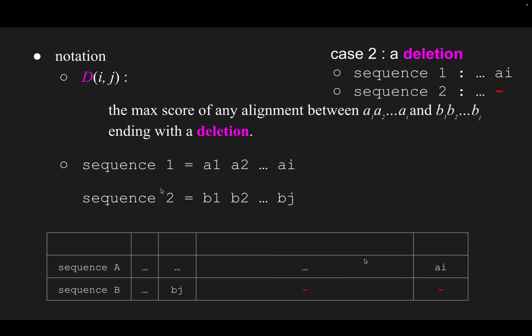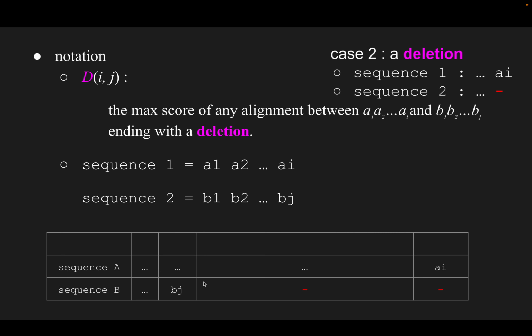So let's look deeper and elaborate on what D_ij is. The definition, which we reiterate here, is the maximum score of any alignment between A1 to Ai and B1 to Bj, ending with a deletion. And a deletion means the gap symbol will appear at the end of the second sequence.